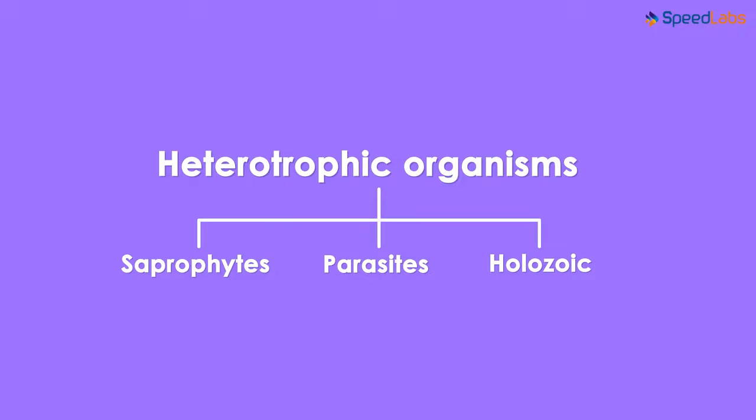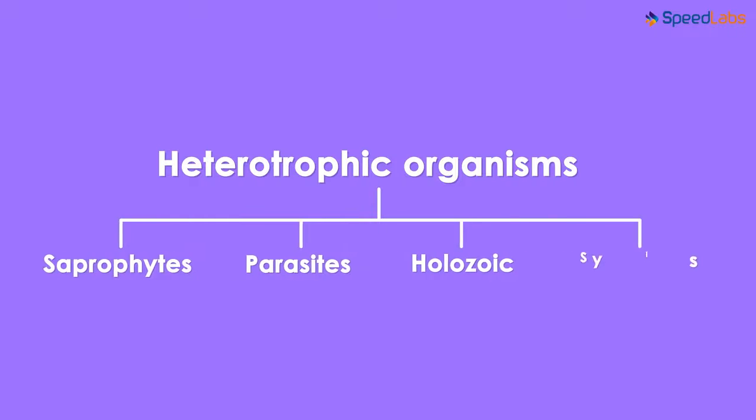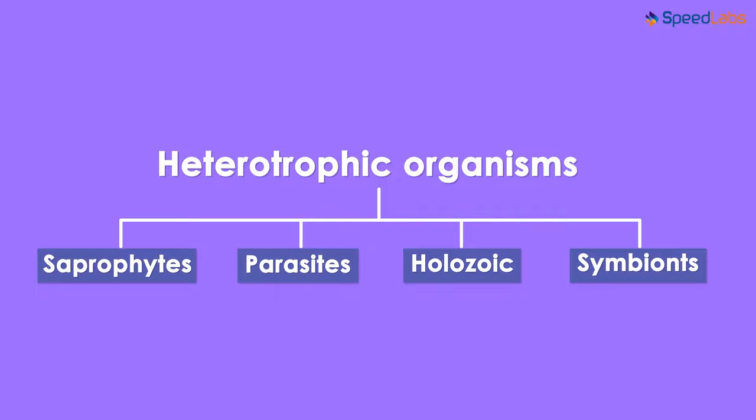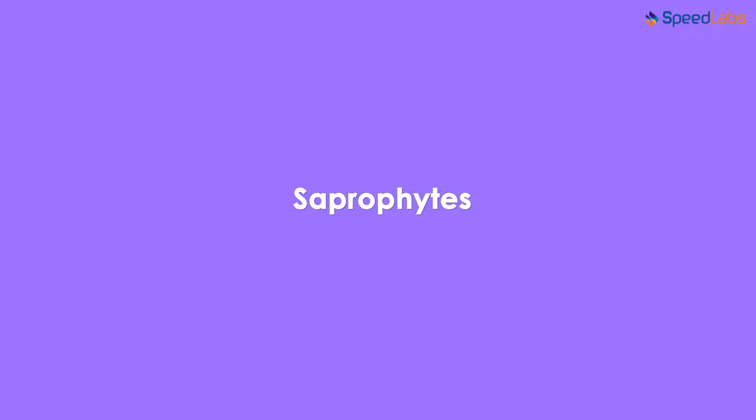Another major category we generally study includes the symbionts as well. But what exactly are these categories? Let's study each type in detail. Let's begin with the saprophytes first.